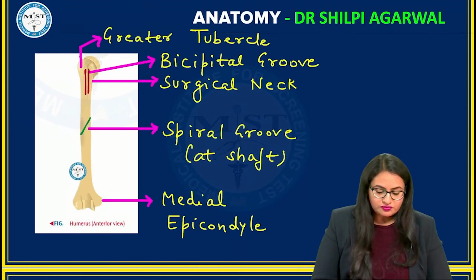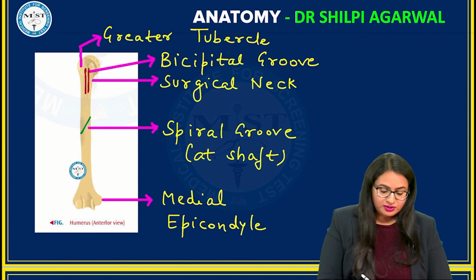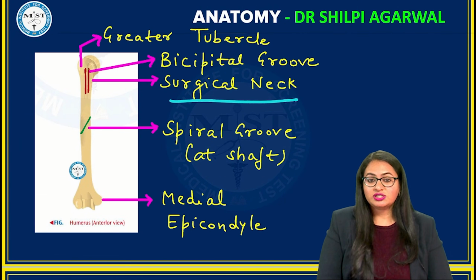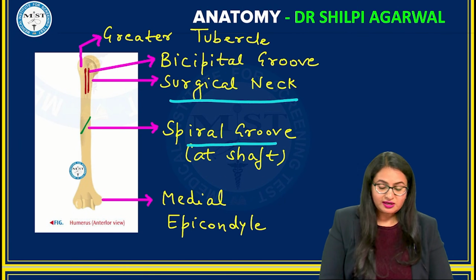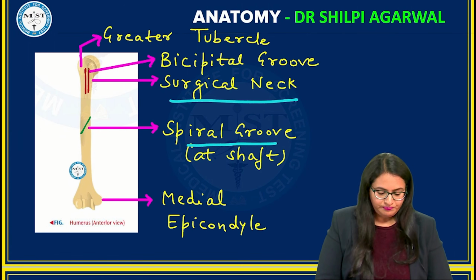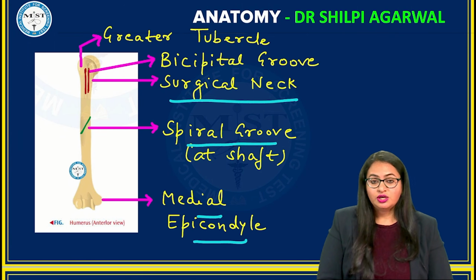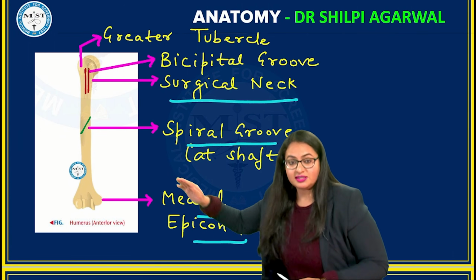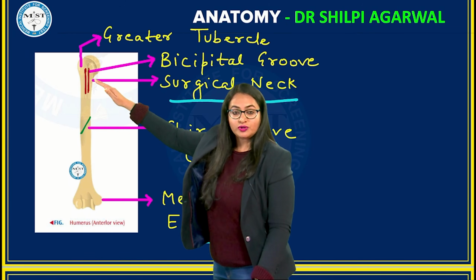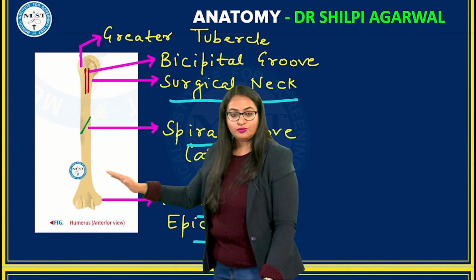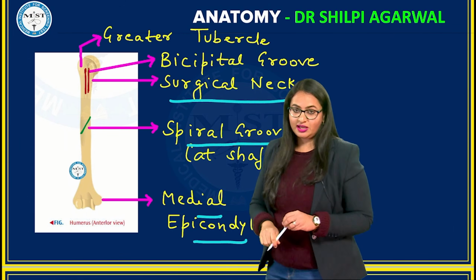Now another bone which is very important is the humerus, and you should be able to identify the surgical neck, the spiral groove which is located at the shaft, and the medial epicondyle. So you can very well say that these are the landmarks present at this location: surgical neck, this is the spiral groove, and this is the medial epicondyle over here.